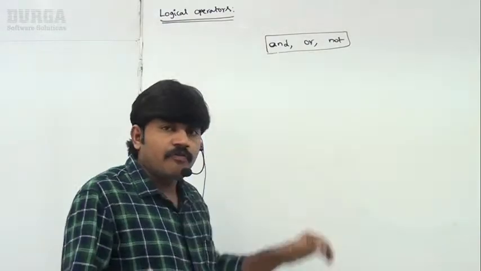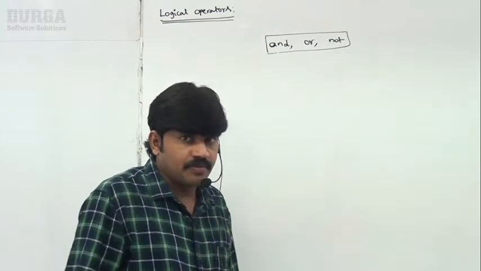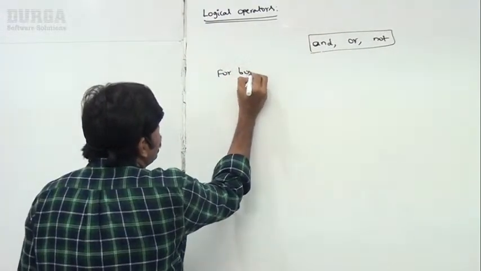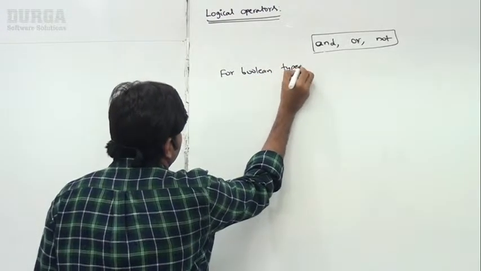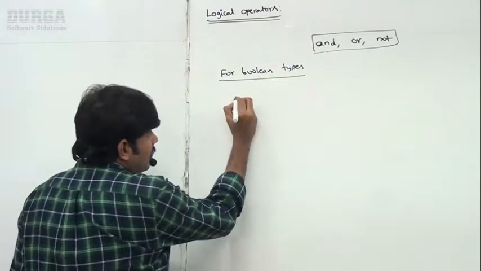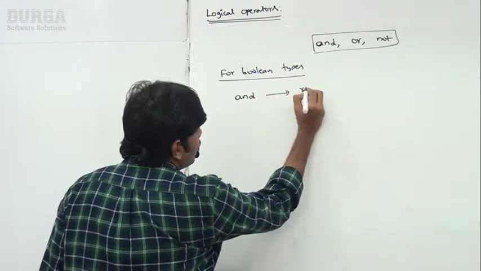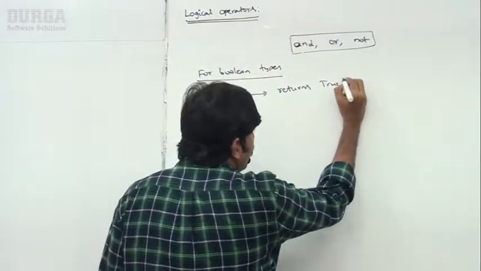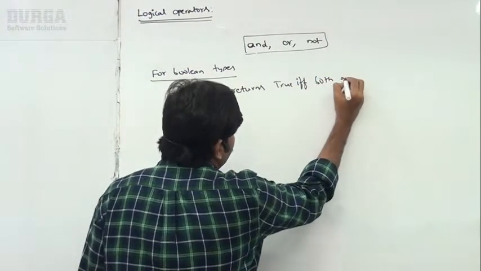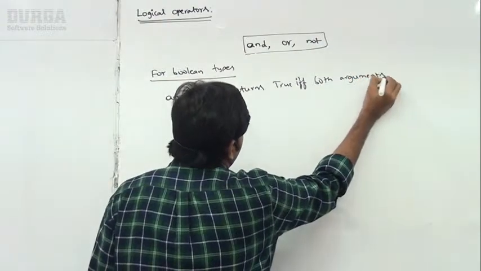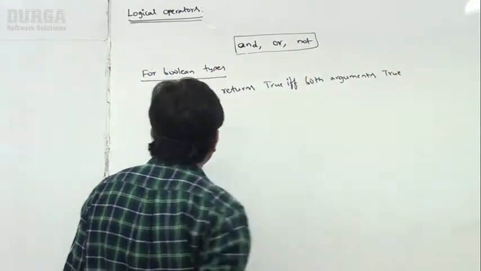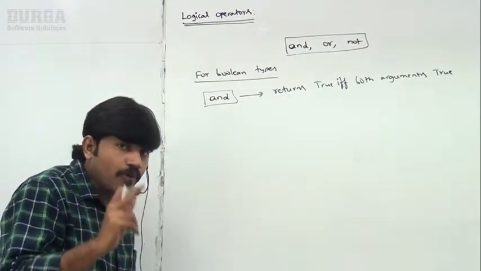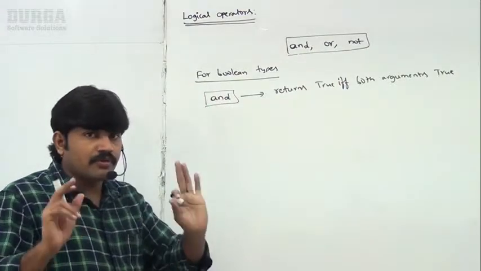You can apply them for Boolean types and for non-Boolean types, but the behavior is different. For Boolean types, what is the behavior? Very simple. The and operator returns true if and only if both arguments are true. So for Boolean types, the and operator returns true only if both arguments are true.